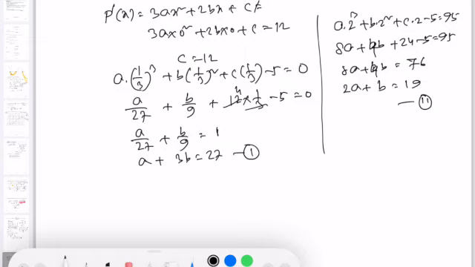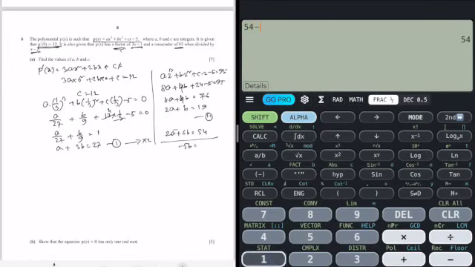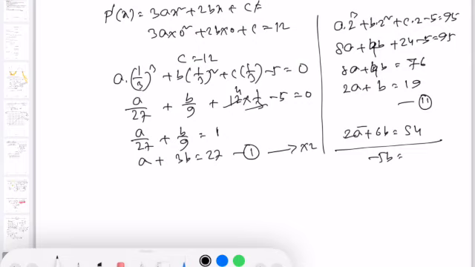Okay, this equation 2a, we can multiply by 3. Anyways, so 2a plus 6b equals 54. I multiplied equation 1 by 2. So 2a plus 6b, if I subtract, minus 5b equals 54 minus 19. 54 minus 19, it is 35. So minus 35, so b equals 7.